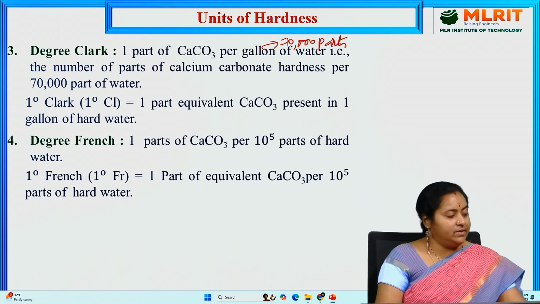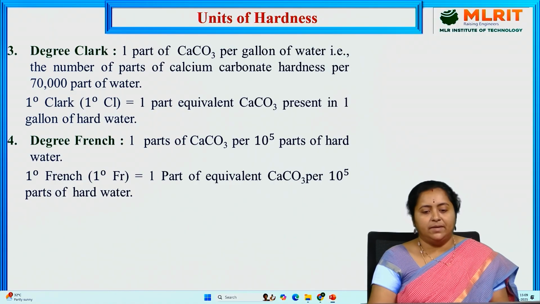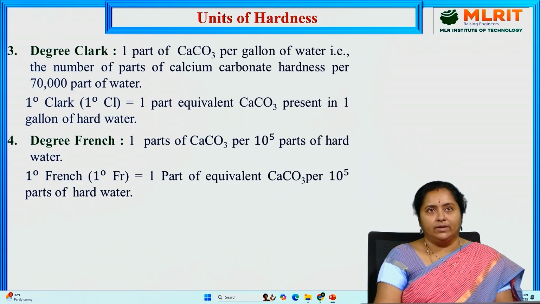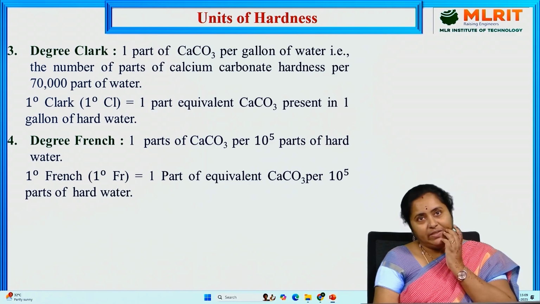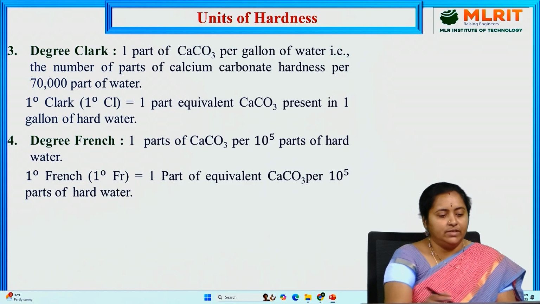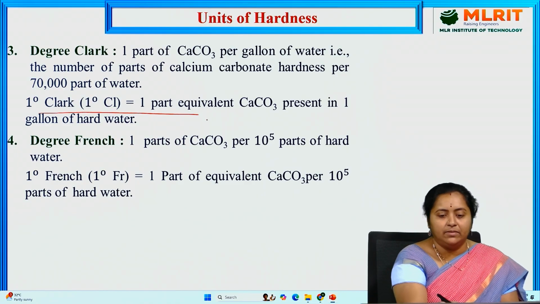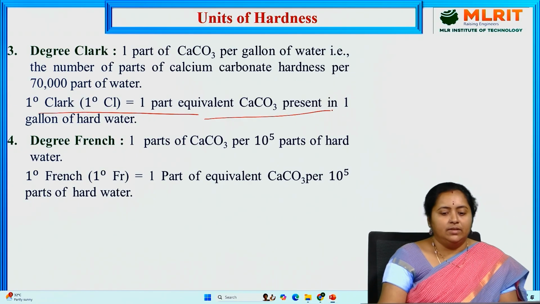So 1 part of CaCO3 equivalent hardness present per 1 gallon of water. So 1 degree Clark is equal to 1 part of CaCO3 equivalent hardness causing salt present in 70,000 parts of water. Here it is mentioned that 1 degree Clark is equal to 1 part of CaCO3 equivalent hardness causing salt present in 1 gallon, meaning 70,000 parts of water.